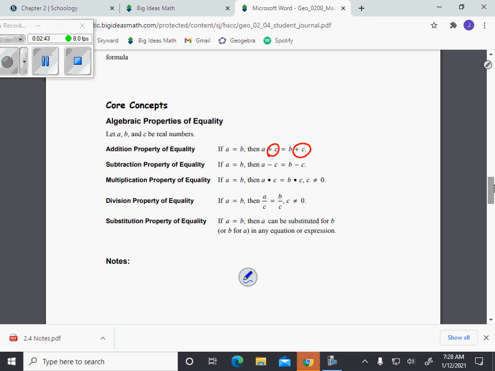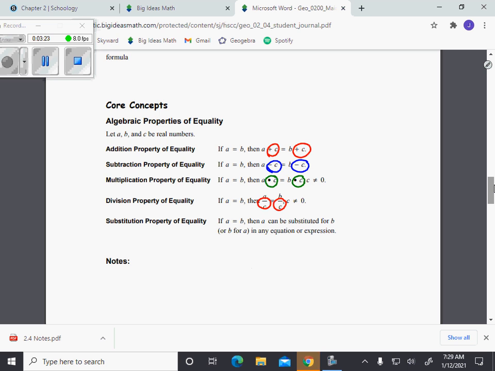The subtraction property of equality, well, you're going to subtract on both sides of the equation. Multiplication property of equality, I bet you can guess what that means. Yep, we're going to multiply on both sides of the equation. This says C cannot be 0 because if we multiplied by 0 on both sides, we'd get rid of everything. We don't want that. Division property of equality, yep, we're dividing on both sides.